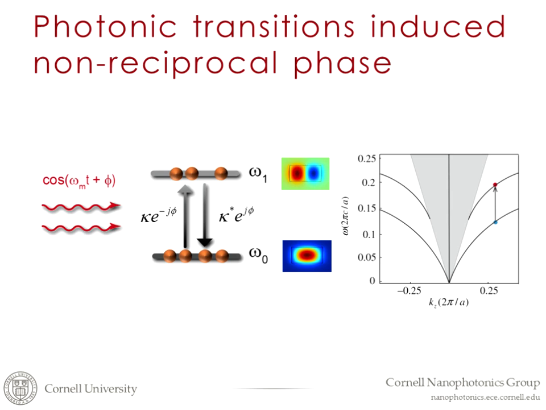So now I'm going to introduce you to what photonic transitions mean and how these photonic transitions can produce a non-reciprocal phase. Photonic transitions are very similar to atoms, because if you excite atoms with light, you can change the state of the atom from the ground state to the excited state. So in photonic transitions, we're doing very similar things.